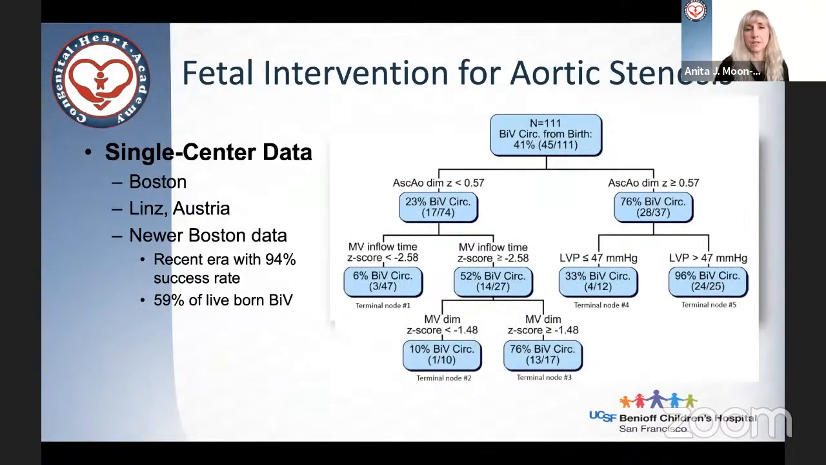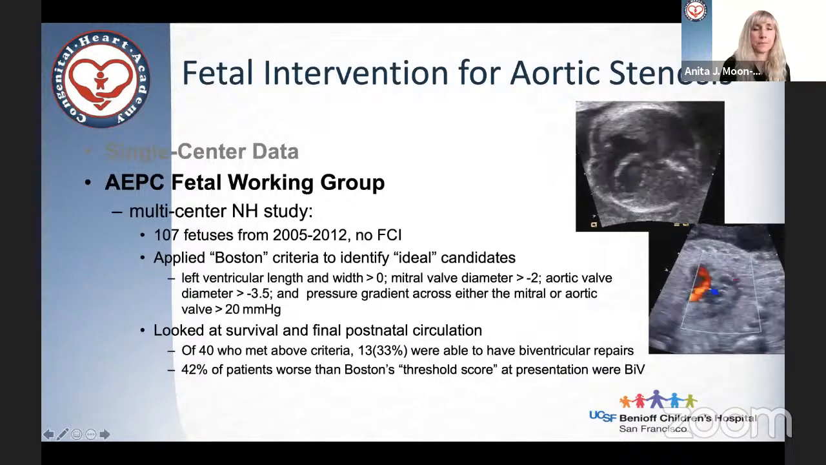And the patients who do best with the procedure were analyzed. This is a CART analysis looking at that patient population. And basically the older patients and the patients who had higher left ventricular pressure at the time of procedure were more likely to be biventricular at birth.